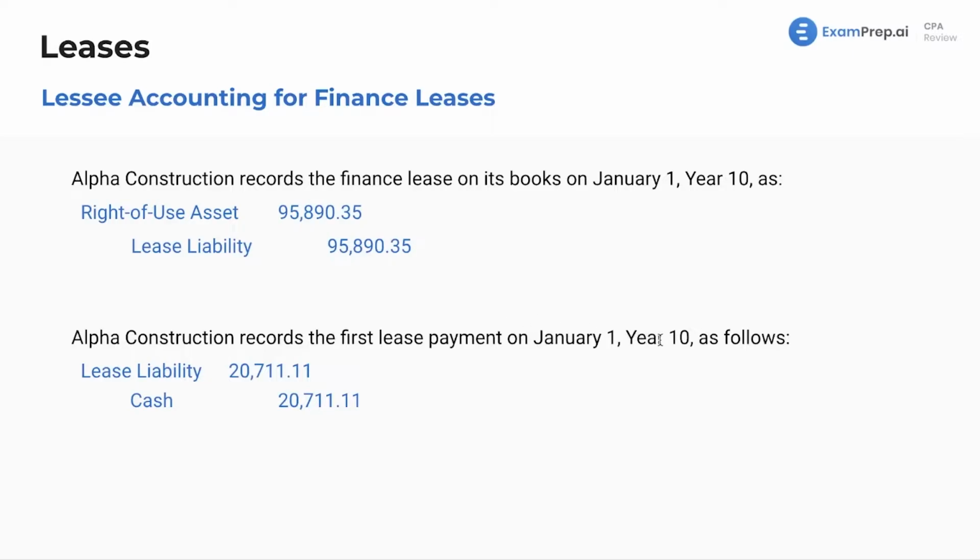Beginning of the period is January 1st, year 10. That means we owe a payment the first day. If it's ordinary annuity, it would be 12/31, year 10. It would be at the end of the year. Now, we reduce our lease liability by $20,711, and we credit cash. Now, keep in mind, there's no interest. We didn't deal with interest because not a single day has passed, and interest only accrues as time goes on, like we saw in bonds. So see here, if this was 2 days later, we would also include interest expense and deal with that.